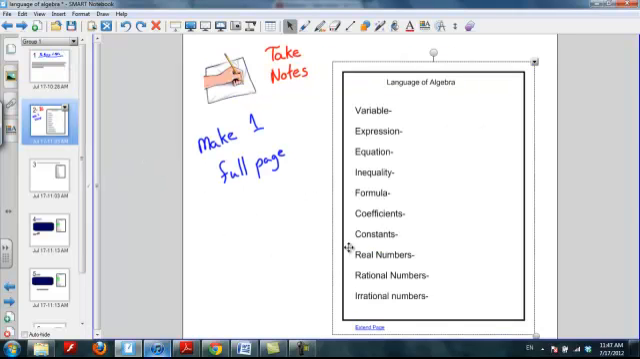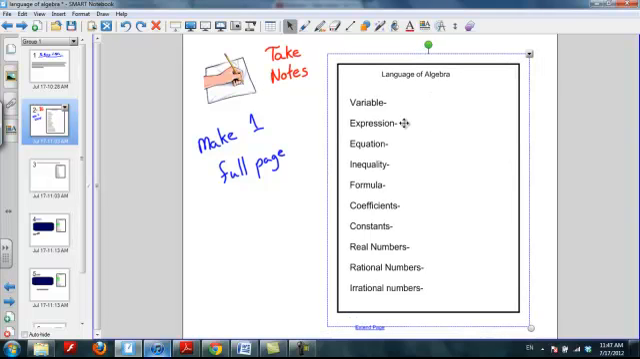So first thing I want you guys to do is take out a piece of paper, and we're going to take notes that are going to go into your interactive portfolio. And I want you to set the page up just like this. So you have one full page with all of the terms on the left hand side, and then you can fill in the definitions on the right.